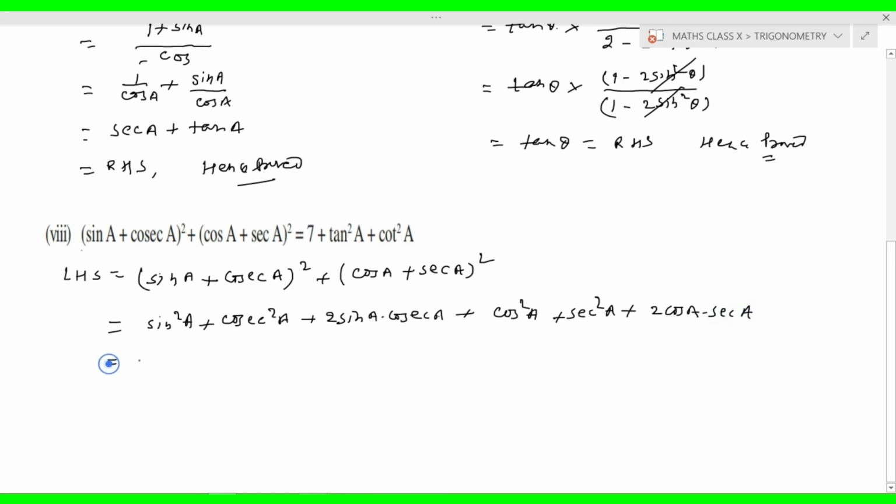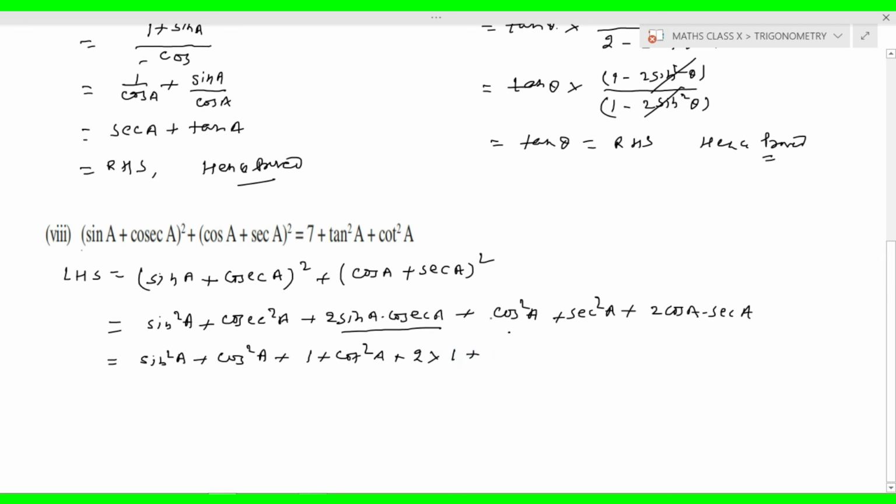Now rearrange the terms according to our need. The first one is sin square A will remain as it is, plus here the cos square A you bring in the next second term, so this is cos square A plus cosec square A. We need to prove in tan and cot. The cosec square A we can split as 1 plus cot square A, because cosec square A is equal to 1 plus cot square A. Next, here 2 into sin A into cosec A, both are reciprocal to each other, so sin A into cosec A is 1, so here you will get 1.